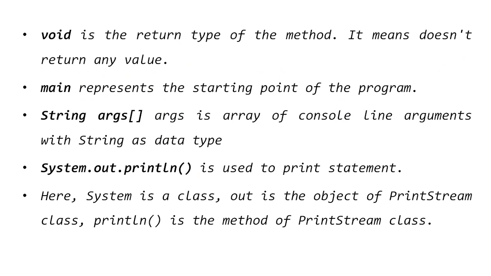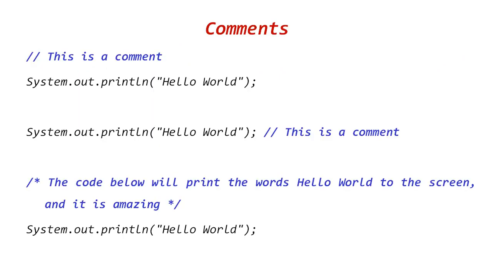Now, what is the meaning of void? Void is basically the return type similar to C and C++. It means it doesn't return any value. Main represents the starting point of the program. Then String arguments: args is an array of command line arguments with String as data type. Then System.out.println is used to print a statement. System is a class. Out is the object of the PrintStream class and println is the method of the PrintStream class.